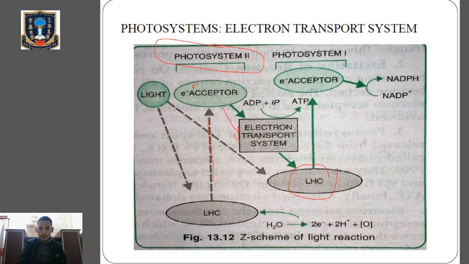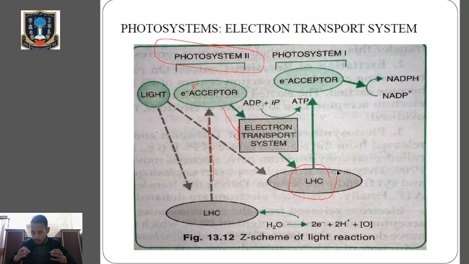So electrons from PS2 are moved to PS1. Clear? Now, once PS1 receives the electrons from PS2 through the electron transport system, the electrons in the reaction center of PS1 also become excited. Okay, so what we have learned till now is that the reaction center of PS2 will absorb light having wavelength 680 nanometer.